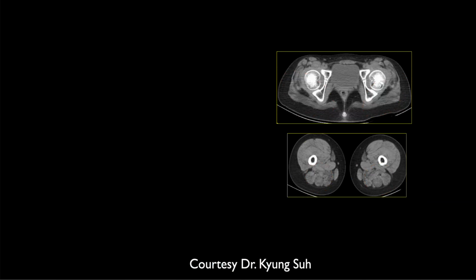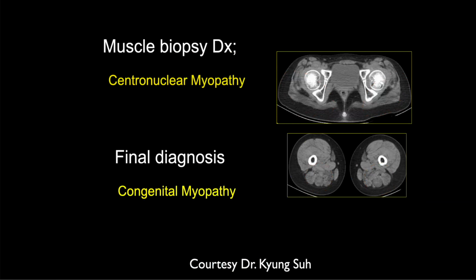I'm not sure. Well, I wouldn't really be either. So they decided to biopsy this, and this is a thing called central nuclear myopathy. It's a congenital myopathy, another genetic abnormal gene, which leads to abnormal metabolism within the muscle. There are a bunch of them.